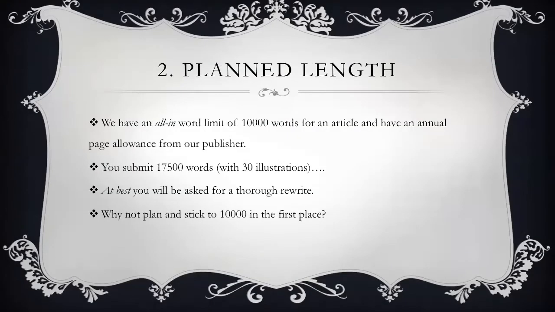Next rule about plan length. We do have an all-in word limit of 10,000 words for an article. You have to realize that we have an annual page allowance from our publisher, and all the 10,000 word articles, and most people do write to the upper end of that limit, get added together. Now, if you submit a seriously overlength article, let's say 17,500 words, and not just 17,500 words, also with, let's say, 30 illustrations, which absolutely eat up pages, you're going to find that at best, we're going to ask you for a thorough rewrite. So if you can, it makes a lot of sense to try and stick to 10,000 words in the first place.